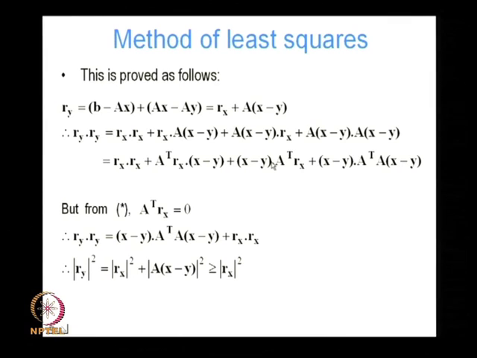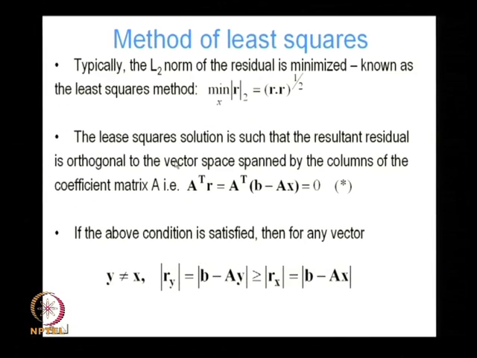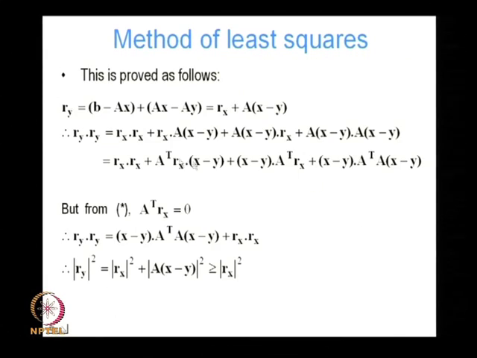These are identically equal, but let us look at this. A transpose rx is equal to 0 by definition. Why? Because that is exactly what we have here. So these terms go to 0 because A transpose rx goes to 0, and we are left with rx dotted with rx plus (x minus y) dotted with A transpose A(x minus y). We then rewrite this as the square of the norm of ry is equal to the square of the norm of rx, plus the last term.